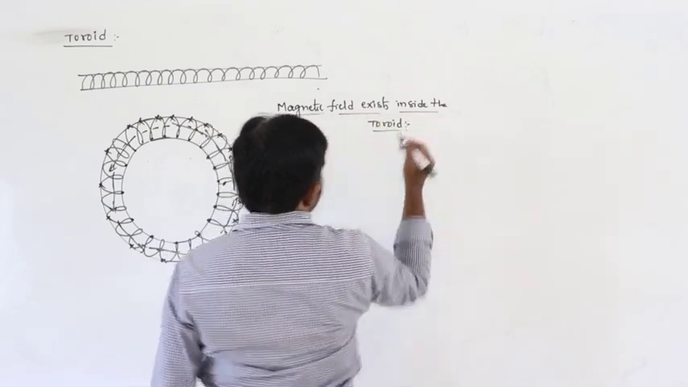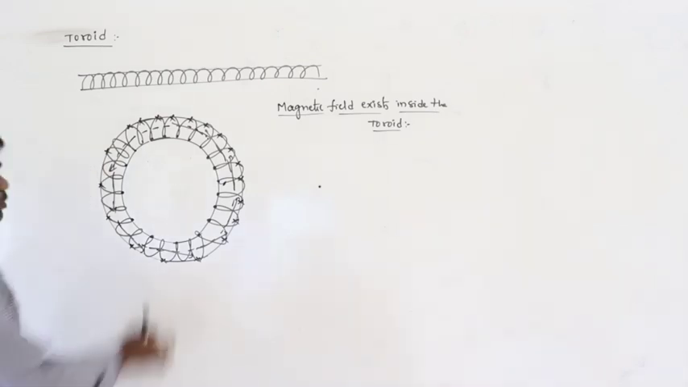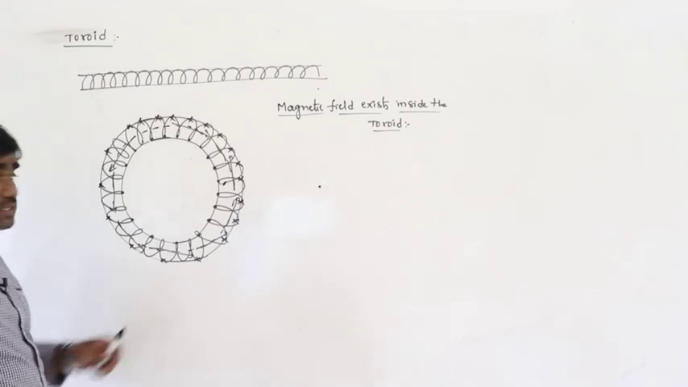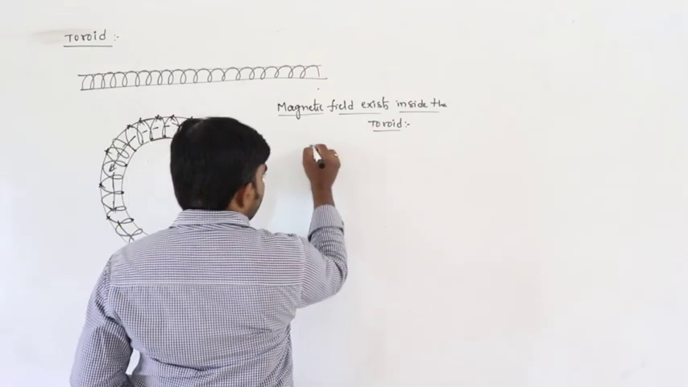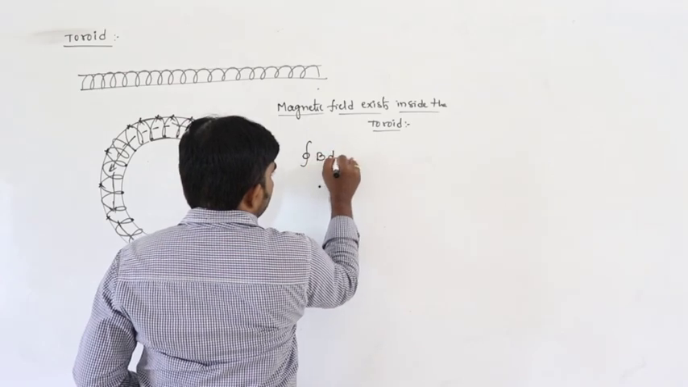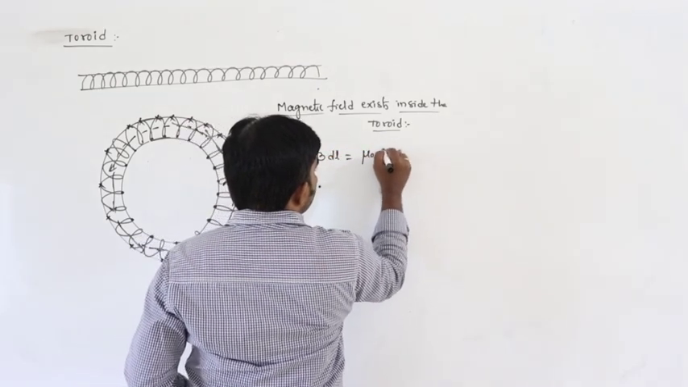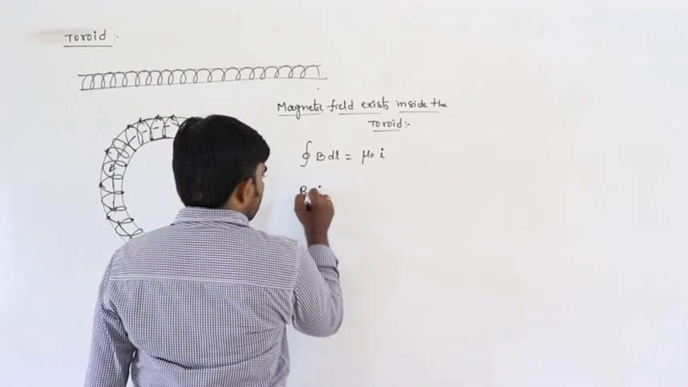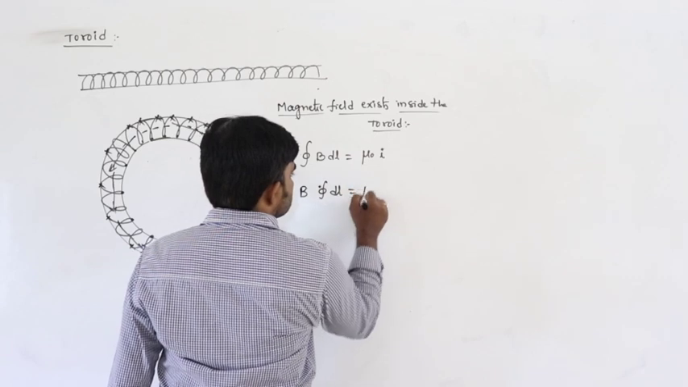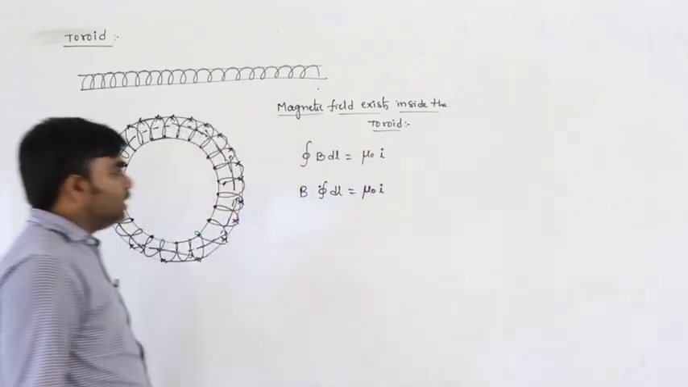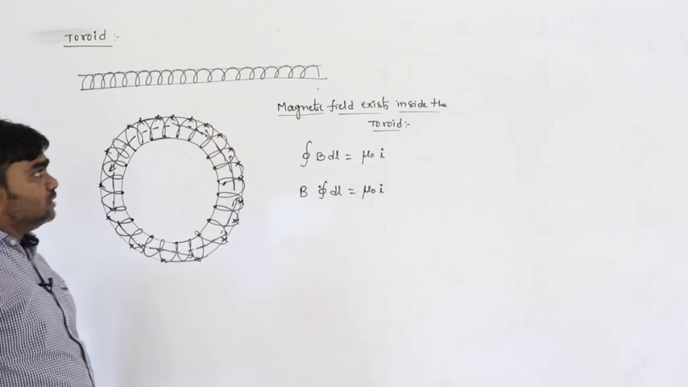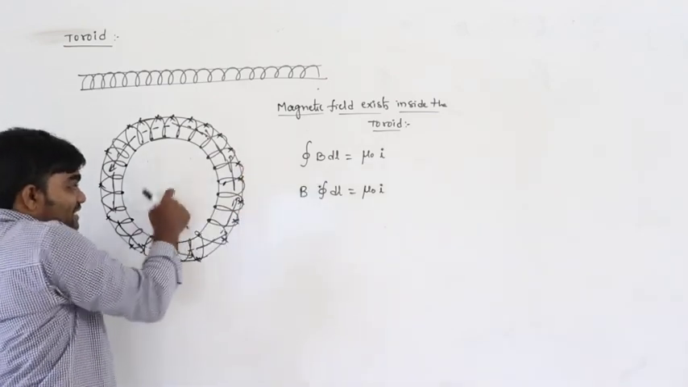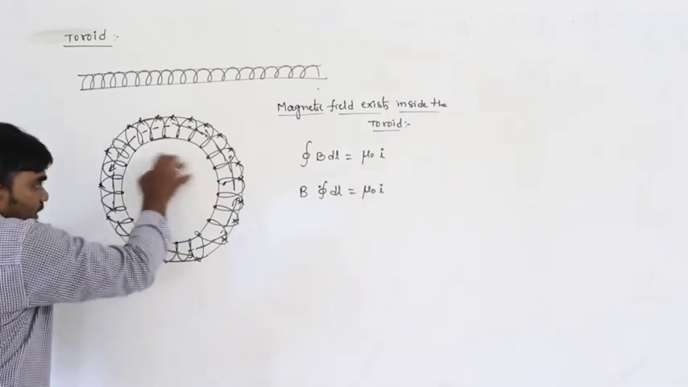Magnetic field exists inside the toroid. So what is the current passing inside the toroid? According to Ampere circuital law, the integral of B dot dl equals mu naught I. So B times the integral of dl equals mu naught I. So this is the magnetic field. But what is the current that exists inside the solenoid, in this inside region?